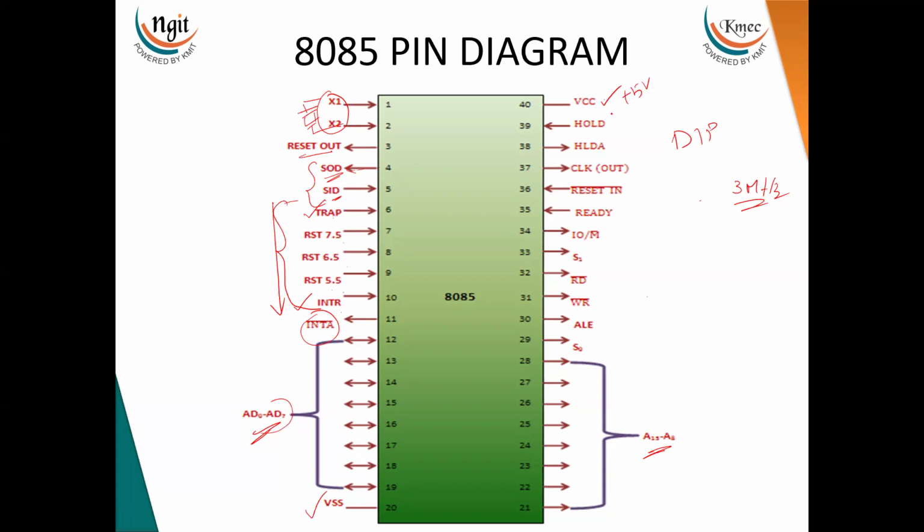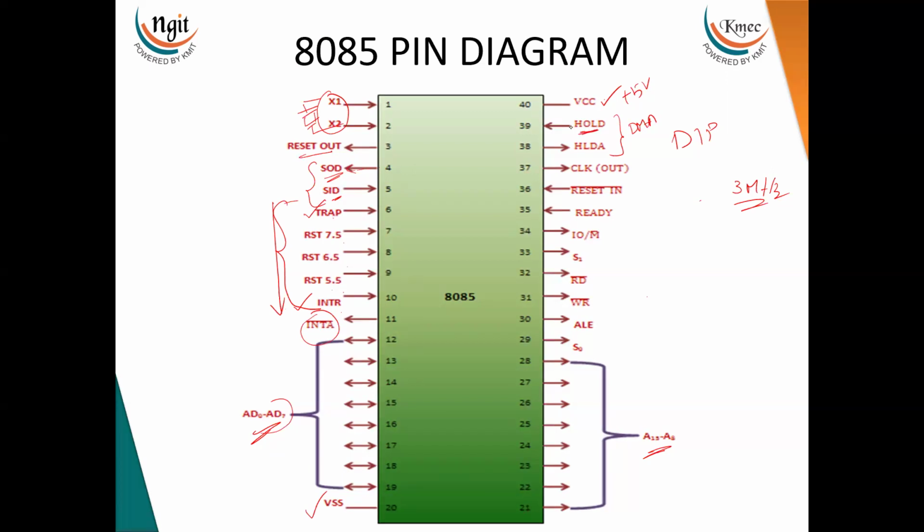Next one is HOLD and HLDA. These two are the DMA controller signals. Whenever the DMA needs the bus to transfer data from the IO devices to the memory or vice versa, at that time the DMA will send the request signal HOLD to the microprocessor.